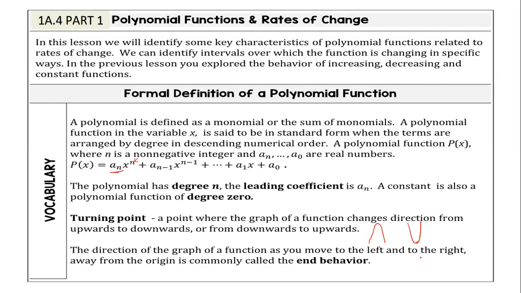When we talked about quadratics, what was that called of the quadratic? Our vertex. That was our vertex, right? But now you're going to have multiples of them, so we call them turning points. Okay. The direction of the graph of the function as you move from left to right and away from the origin is commonly called the end behavior. What is your function doing on the ends?